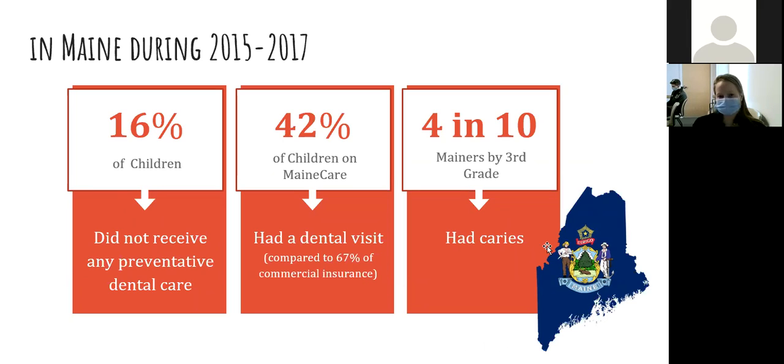According to a parent survey in 2015, 16% of children did not receive any preventative dental care. And according to claims data in 2017, only 42% of children on Maine Care had a dental visit compared to 67% of kids that had commercial insurance. And by the 3rd grade in 2017, 4 in 10 Mainers had caries.